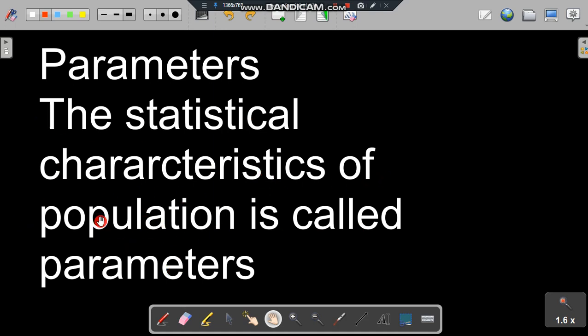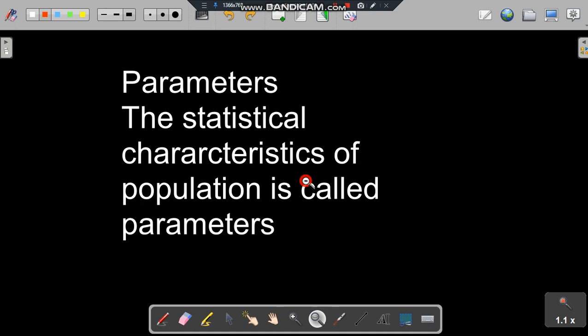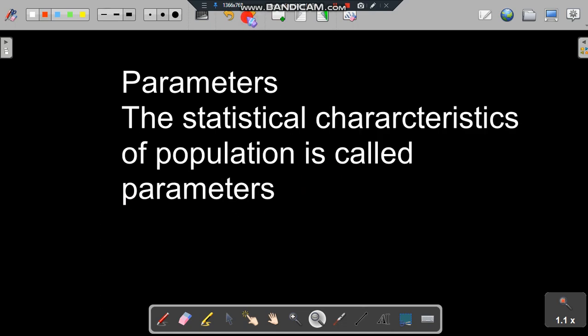You are taking the population, and we are interested in studying the population. These are called parameters. Let us have a look at that. Now let us see here. These are called parameters. A parameter is nothing but the statistical characteristic of a population.